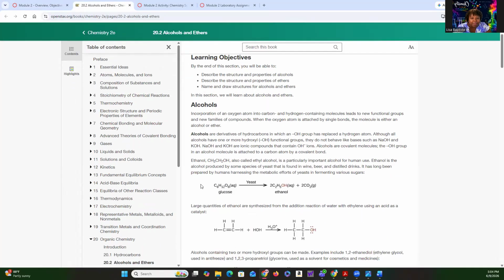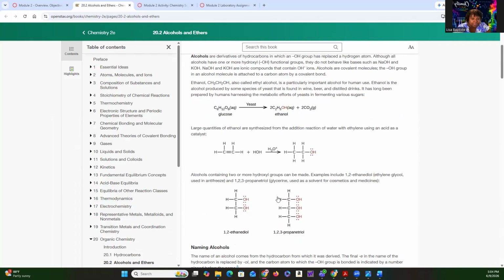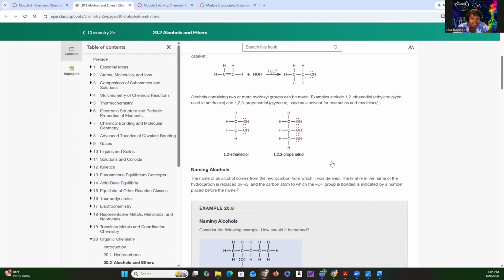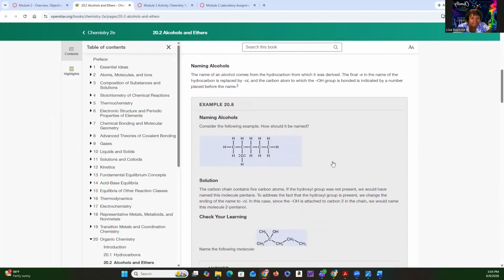So we're going to talk about the synthesis or the making of alcohols. And actually, this particular example you'll see in the laboratory assignment, and I'm going to go over that in a moment. But these are different alcohols. It talks about the naming of alcohols.